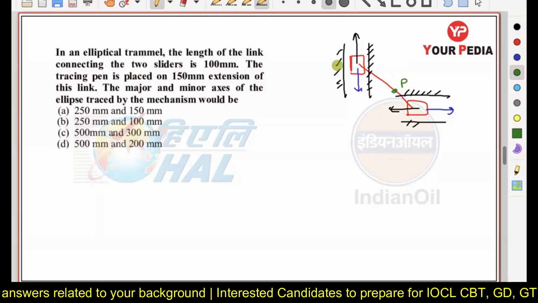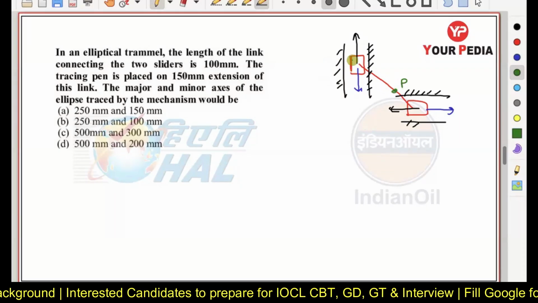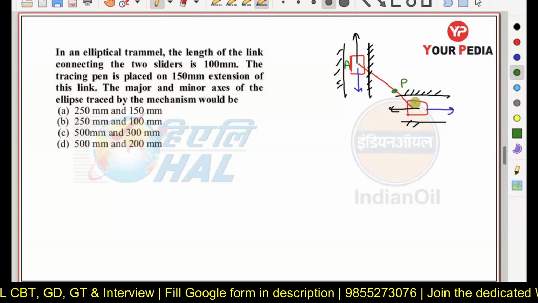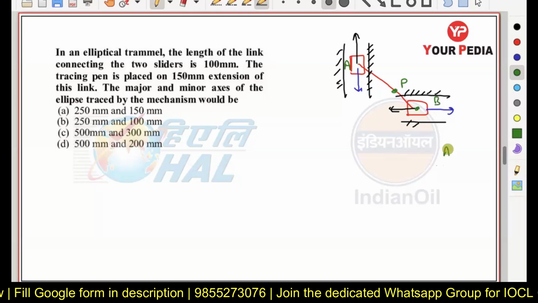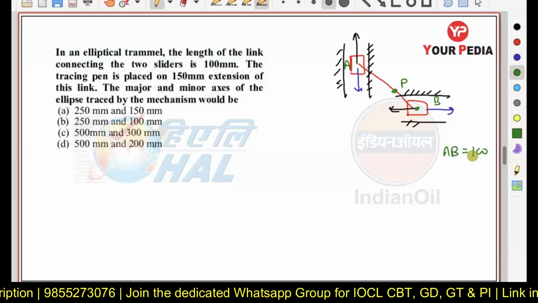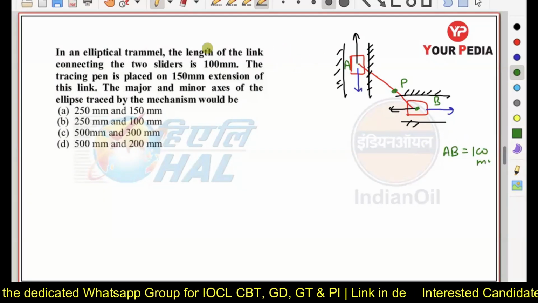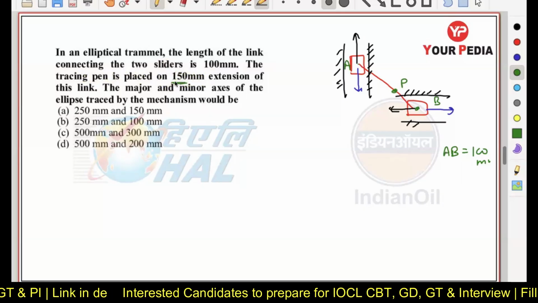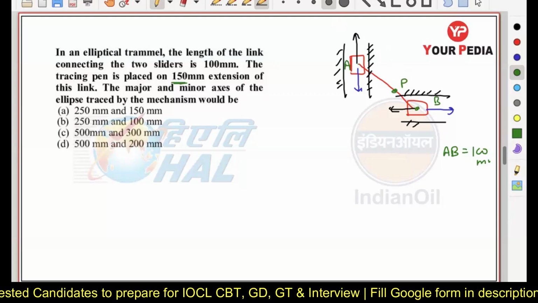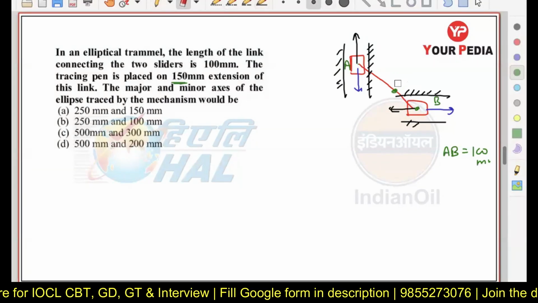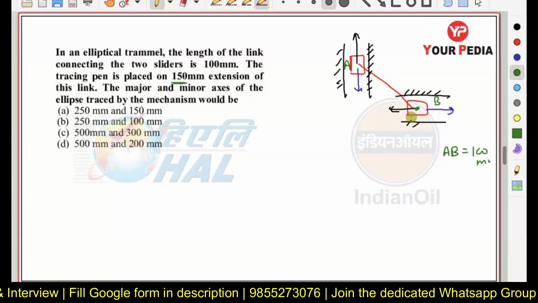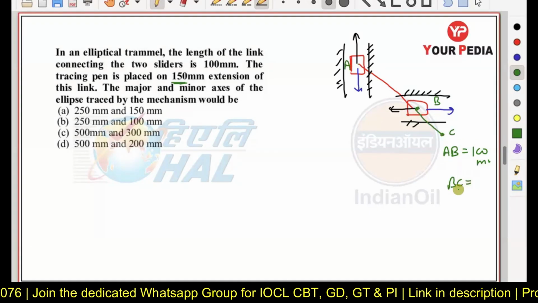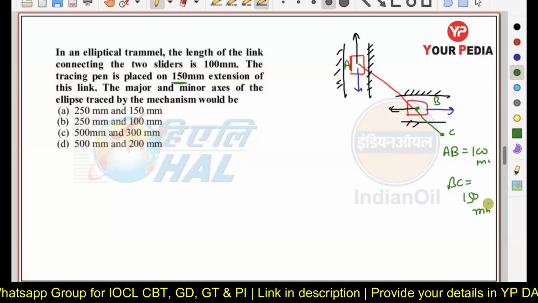the ellipse here. Now in this question, what is given to us? It is given to us that the distance between point number A and point number B is 100 millimeter. The point P, the tracing pen, is placed on 150 millimeter extension of this length here. That simply means now the point number P is not in the middle here. It is placed somewhere at point number C here. So now in this question, you can see BC is representing 150 millimeter.